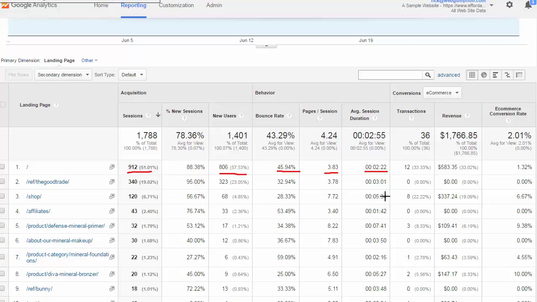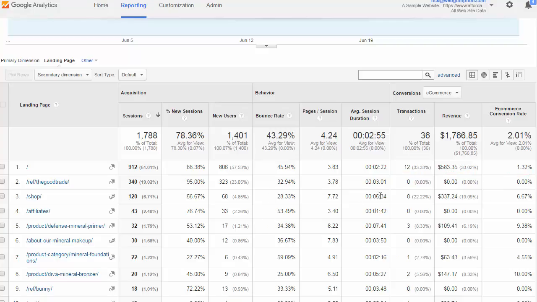So this is important to look at because we can compare maybe the home page, if somebody lands there, how long do they stay on the site compared to maybe somebody who comes in on the shop page. On the shop page they spend roughly twice that much, or on a specific product page they may spend as much as 7 minutes. So this is a comparison tool that we can analyze, and we can also look at general things like transactions. So people who land on the home page, about 12 transactions and about $583 in revenue, and then we get a rough e-commerce conversion rate.